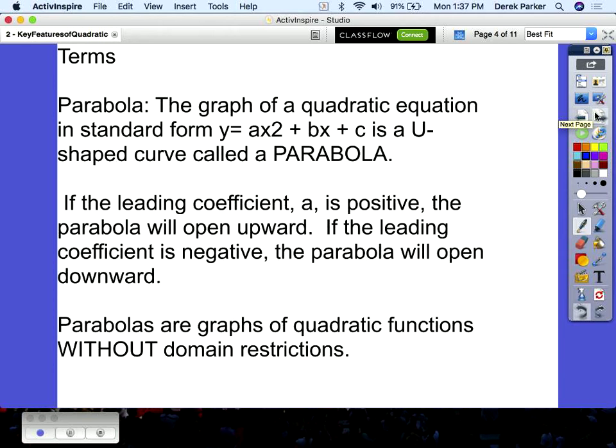A parabola. The graph of a quadratic equation in standard form, y equals ax squared plus bx plus c, is a U-shaped curve called a parabola. If the leading coefficient, a, is positive, the parabola will open upward. If the leading coefficient is negative, the parabola will open downward. Parabolas are graphs of quadratic functions without domain restrictions, meaning all x values will be shown because domain and x values are the same.